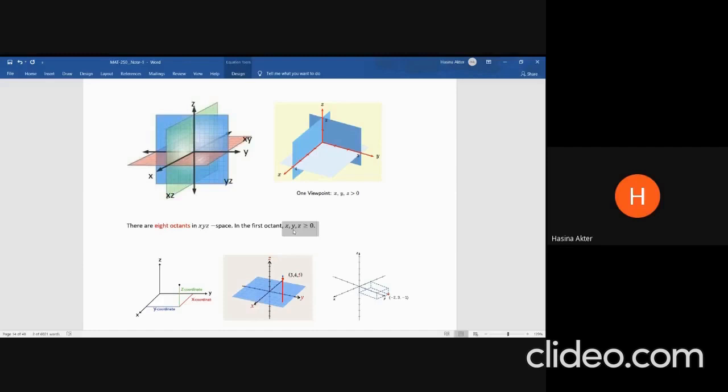If you have something on the y-axis, other coordinates are 0 on the y-axis. If you have something on the z-axis, any point on the z-axis, x and y coordinates are 0, because the z-axis is the common portion of the zx and zy planes. Do you understand that? Yes, miss.